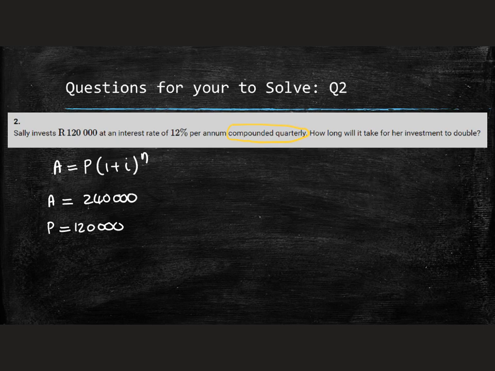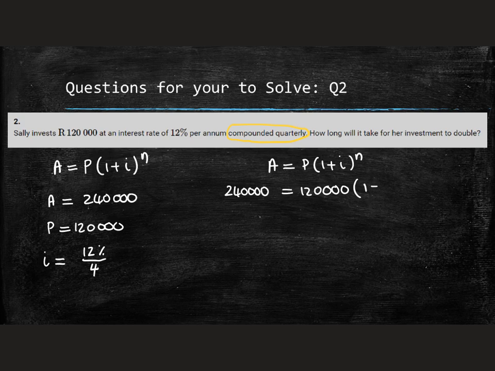The interest rate, importantly, we want to write out in its full form, and the interest rate is 12% quarterly. So we will say 12% divided by 4, and we can work that out on our calculators later. When we want to solve for n, we would say that A equals P, 1 plus i to the n. We know we want to make 240,000 from 120,000.